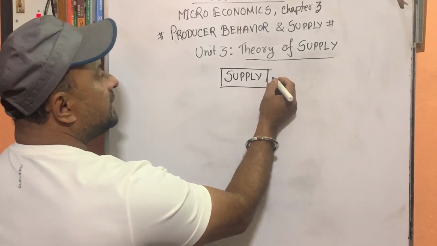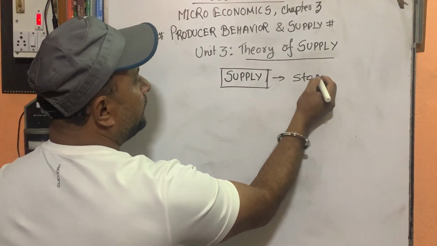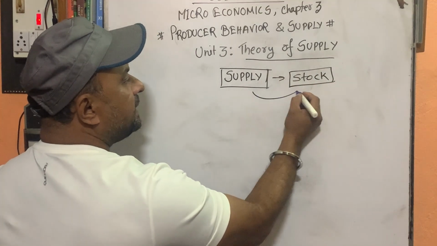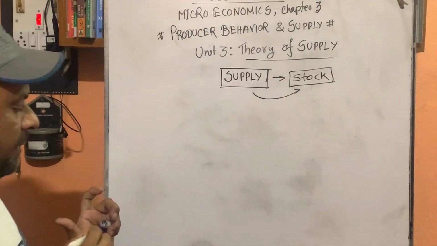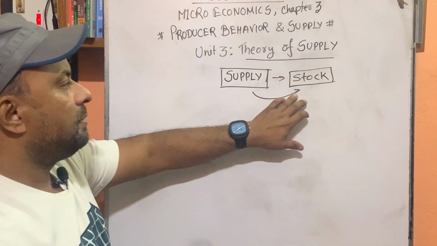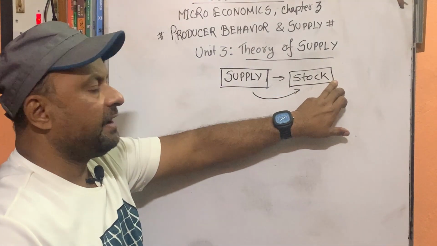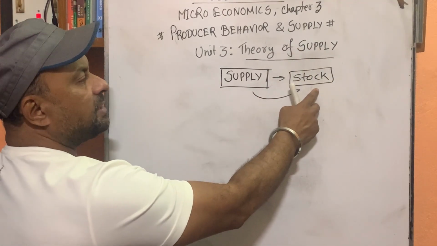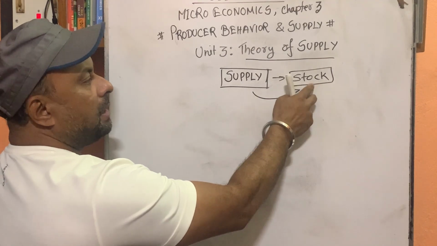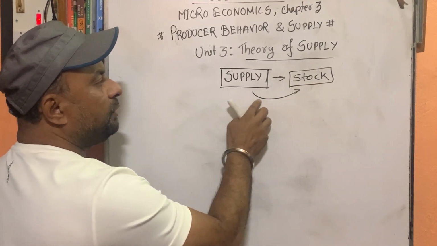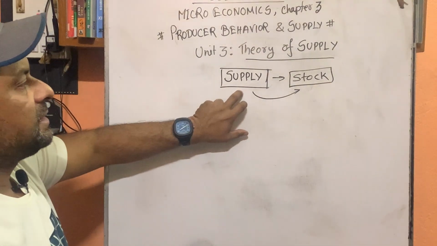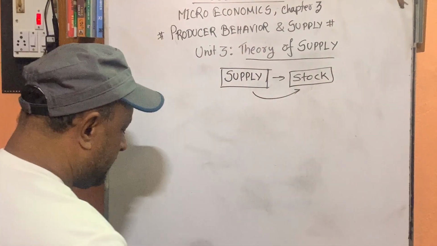Now what is the difference between supply and stock? Generally supply is a part of stock. Why part of stock? Stock means how much of the commodity is available in his godown or warehouse. How much he has with him, this is stock. Now out of the stock, how much he is willing to sell in the market, this is the supply. So supply is nothing but a part of stock.